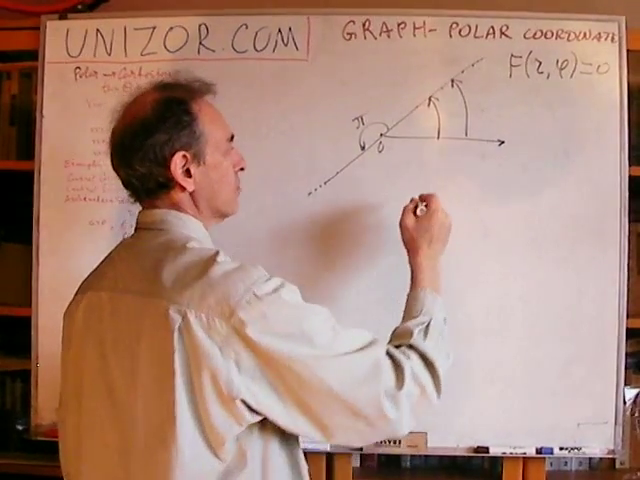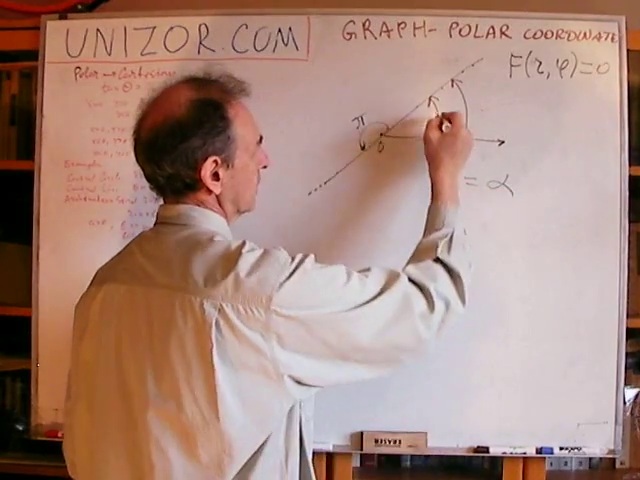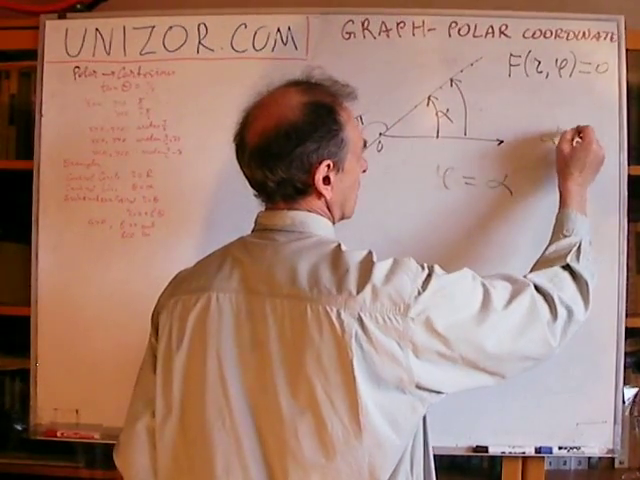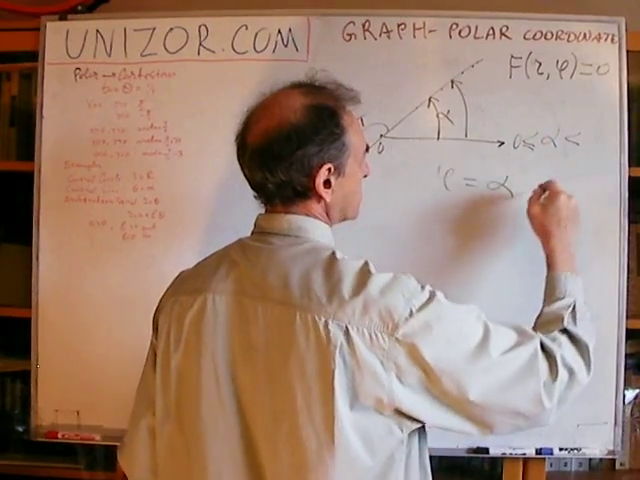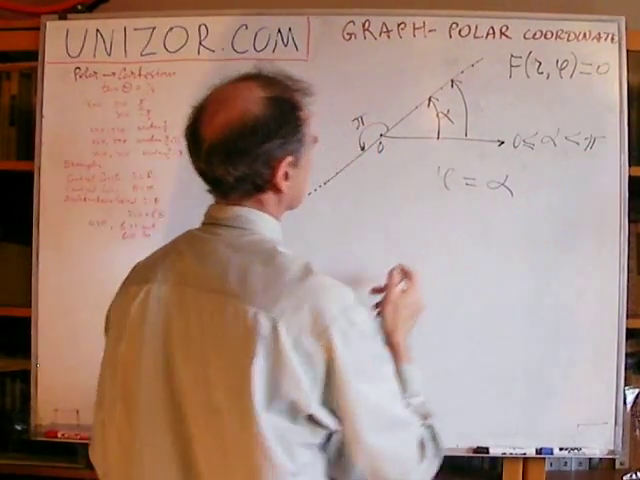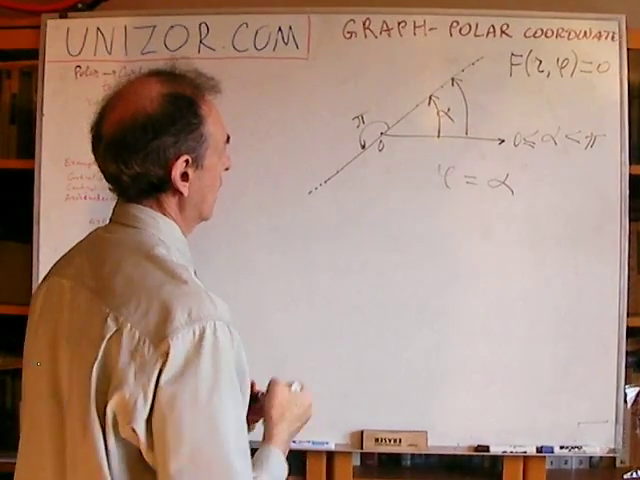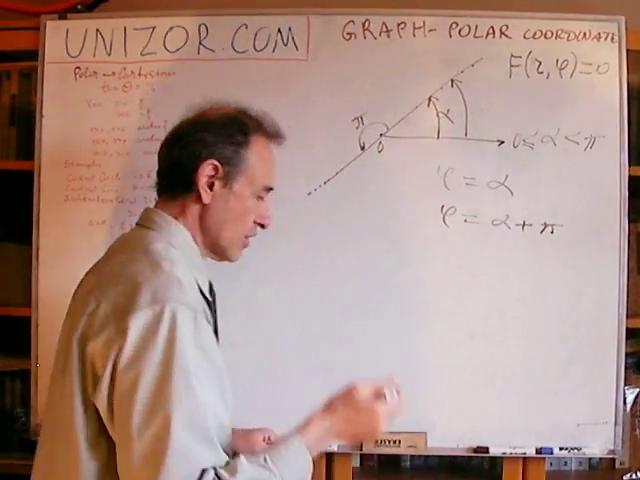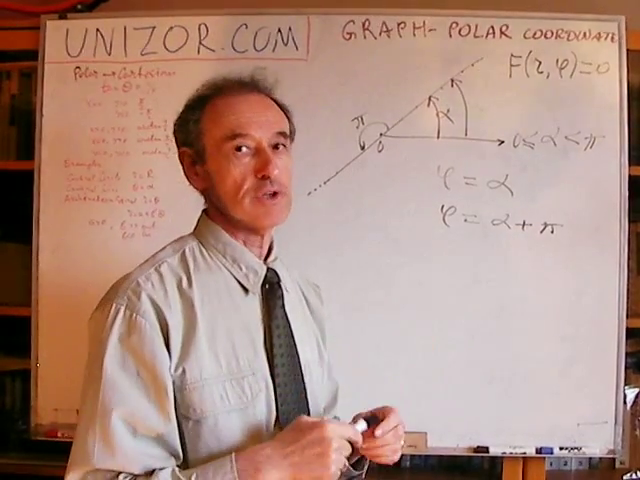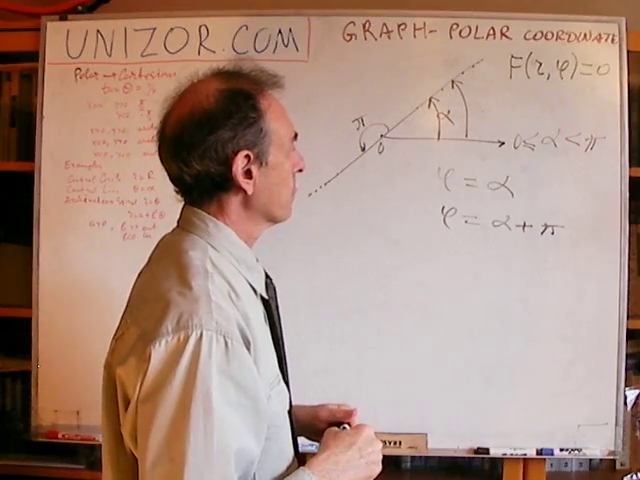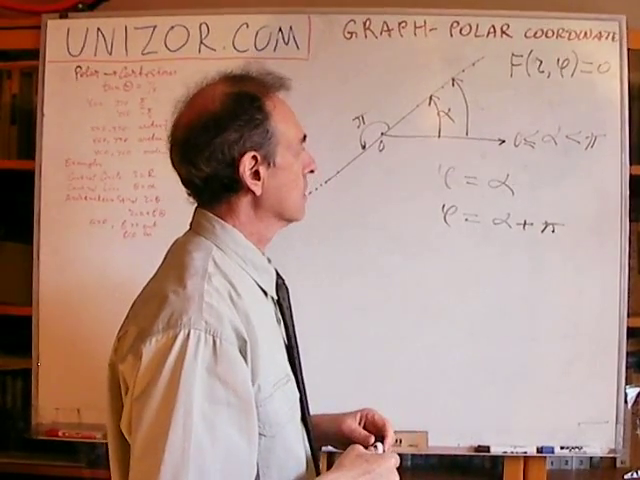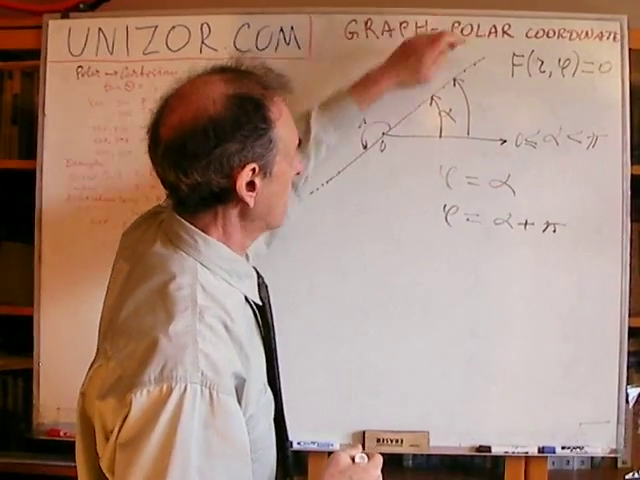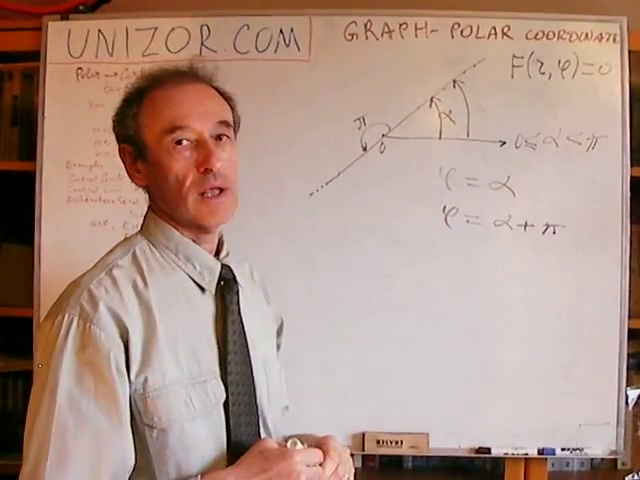One piece is determined by phi equal to, let's say, alpha. This is an angle alpha, and I presume that alpha is from 0 to pi. And the other piece is phi equal to alpha plus pi. So the union of these two graphs represents the whole line. I mean, this one represents half of the line, and this one represents the other half of the line. So how to unionize?